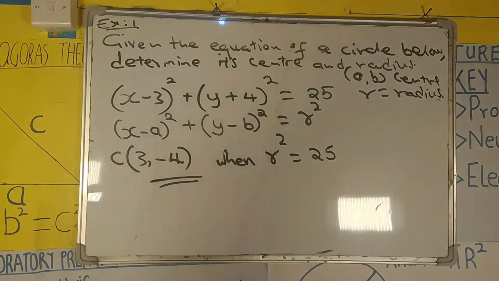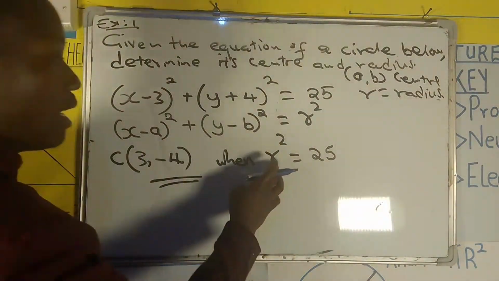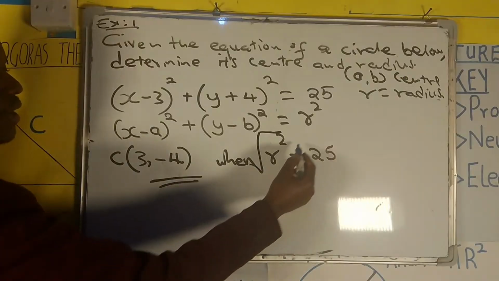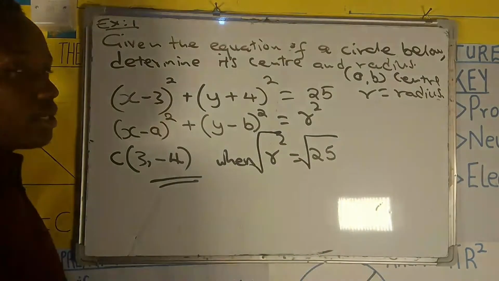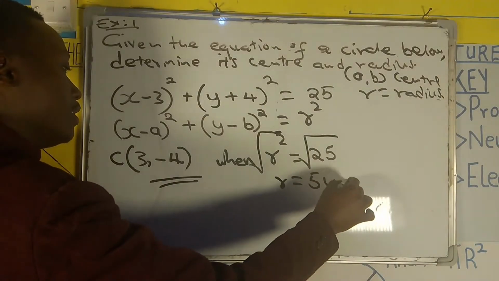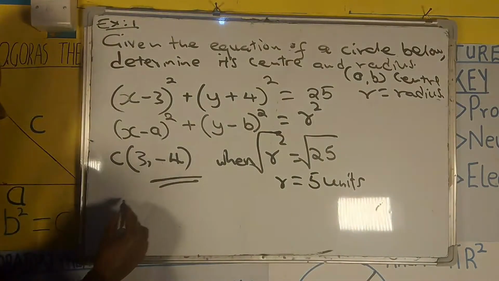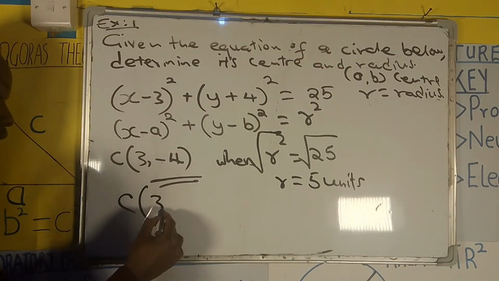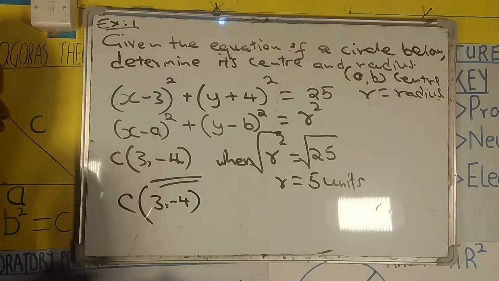When r squared is equal to 25, for us to get r, we are going to find the square root on both sides, and we will get r is equivalent to 5 units, and our center will be equal to (3, negative 4).